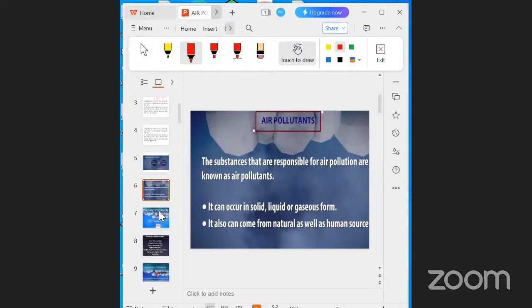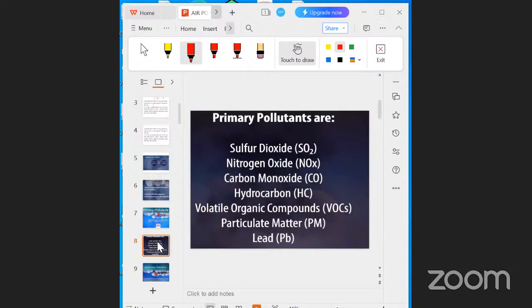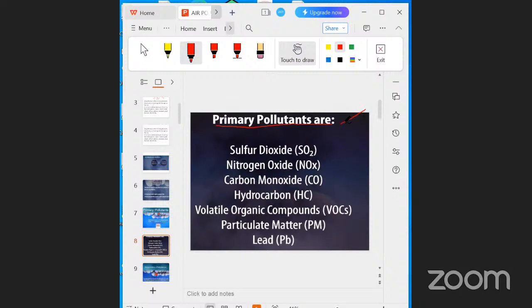So primary air pollutants are those pollutants that are emitted directly from the sources, right? Directly into the atmosphere. So they are called primary pollutants. For example, you see here, these are the examples: sulfur dioxide, nitrogen oxide, carbon monoxide, hydrocarbons, volatile organic compounds, particulate matter, and finally lead. These are some of the examples of primary air pollutants, right?